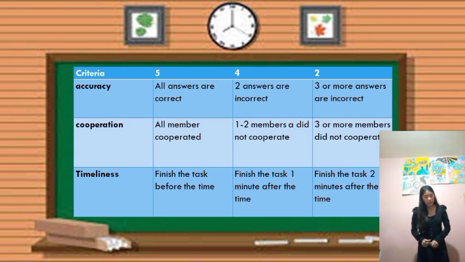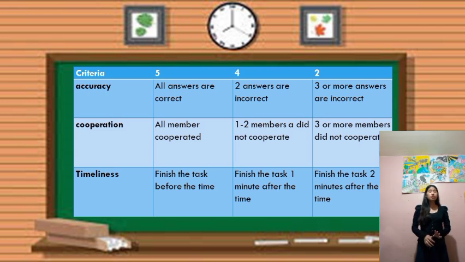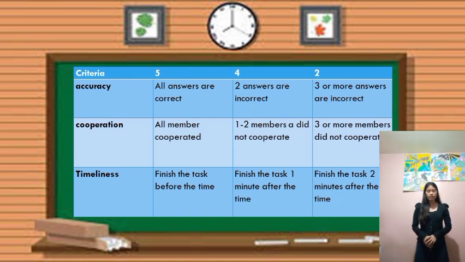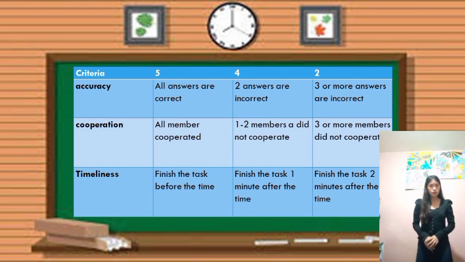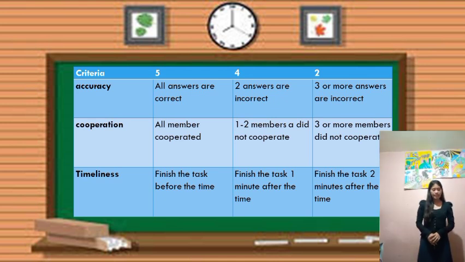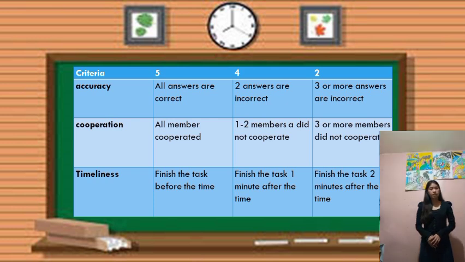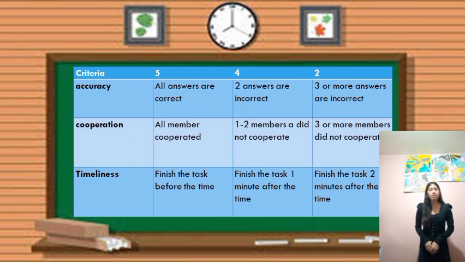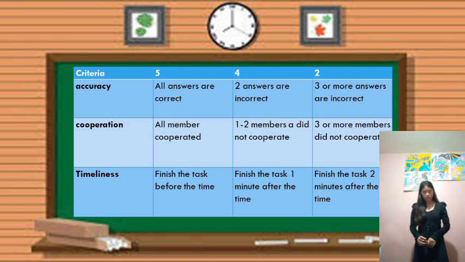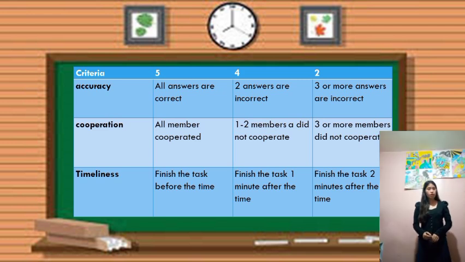In group 3, what is your score? Yes, 5. Since all your answers are correct, I will give you 5. In cooperation, I can see that 2 of your members did not cooperate, so I will give you 4. In timeliness, you finished your task 1 or 2 minutes before the time, so I will give you 4. The total score of group 3 is 13. So group 4, what is your score?